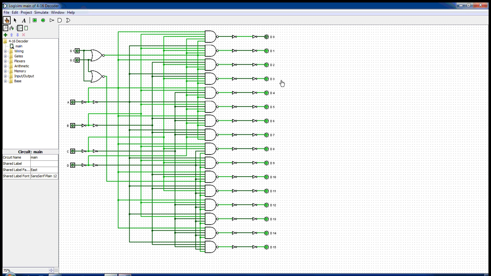Today we are going to learn about a 4 to 16 decoder. A 4 to 16 decoder has 4 inputs and 16 outputs. Well, this is the circuit diagram of a 4 to 16 decoder.